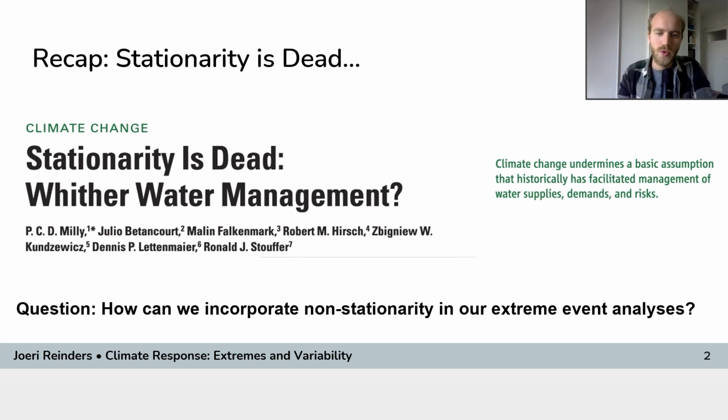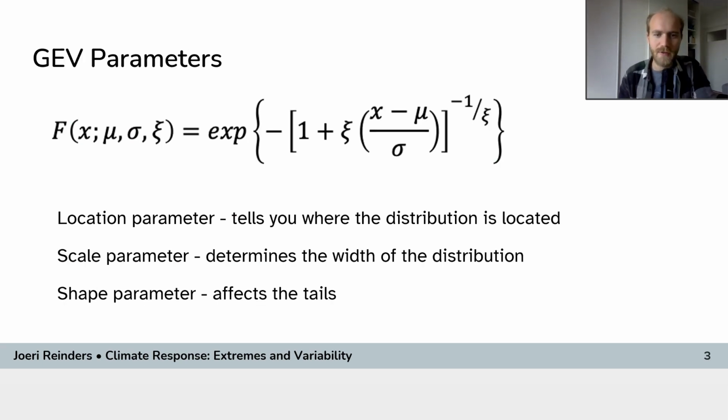So how can we incorporate non-stationarity in these extreme event analyses and frequency analyses? For that, we need to have a good look at the GEV distribution. I'm taking GEV as an example here, but you could of course take any other distribution. Here we're going to look at the GEV parameters. Again, a little bit of a recap of tutorials 3 and 4: we had three parameters in our GEV, a location parameter, a scale parameter, and a shape parameter.